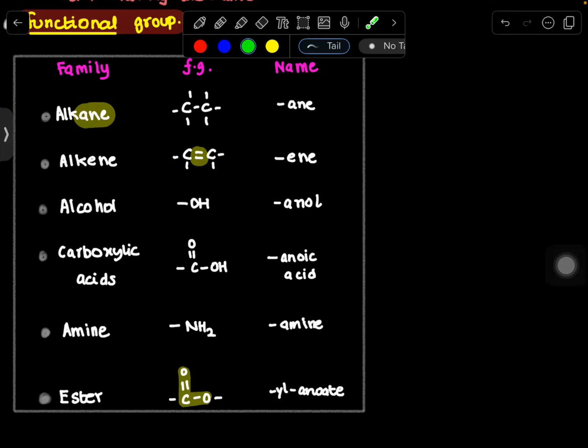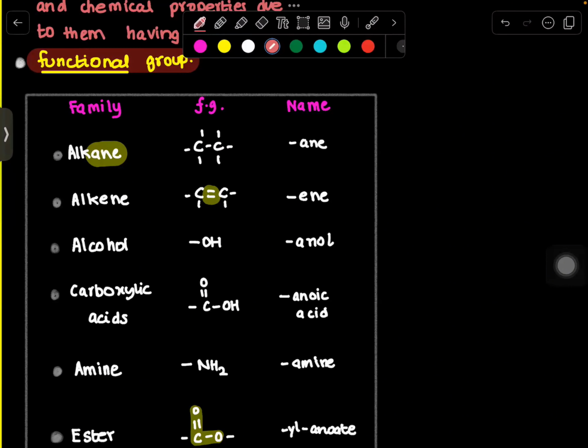Now we want to know the general formula for these families. This type of formula tells you the composition of any member of a whole homologous series of organic compounds. So if you have the general formula and you know the number of carbons in that family, then you can figure out the entire formula. Here we're going to write the general formula for a few of them.